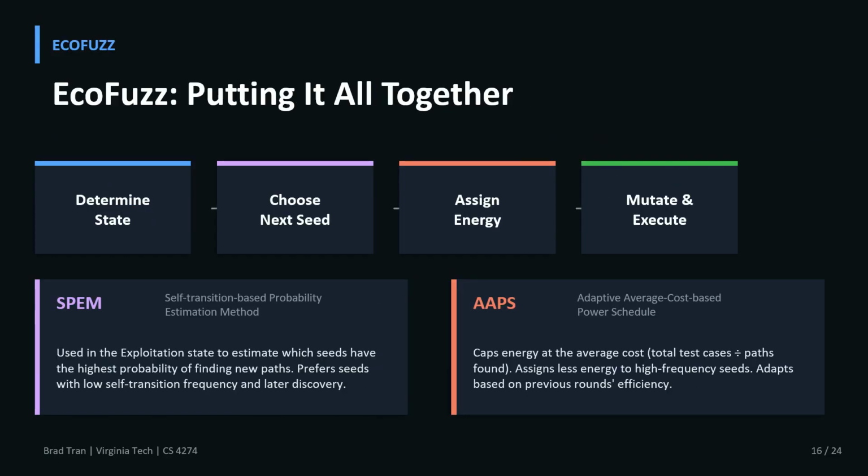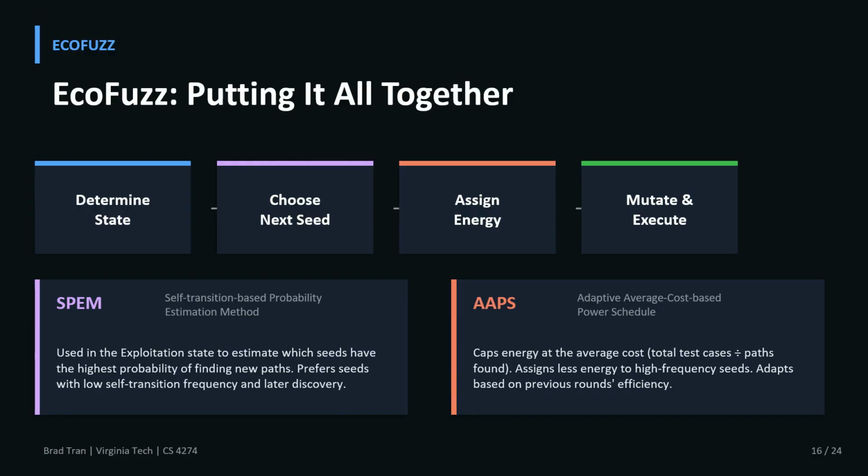Now let's look at how this all comes together in the actual tool. EcoFuzz is built on AFL 2.52b and follows the same basic feedback loop, but replaces AFL scheduling logic with two new algorithms. The flow is determine the current state, initial exploration, or exploitation. Then select the next seed.